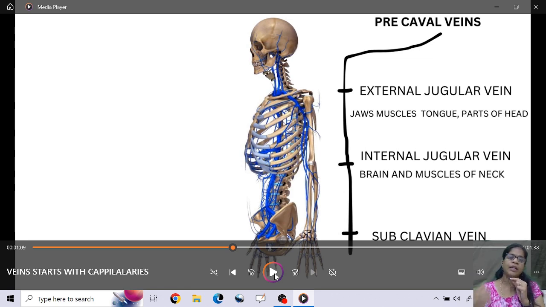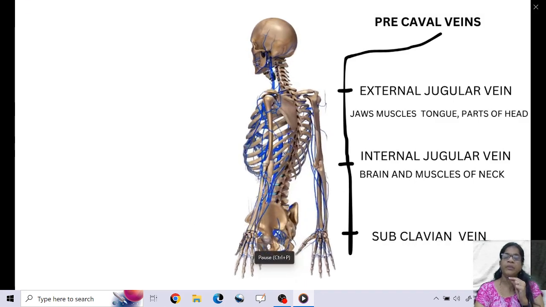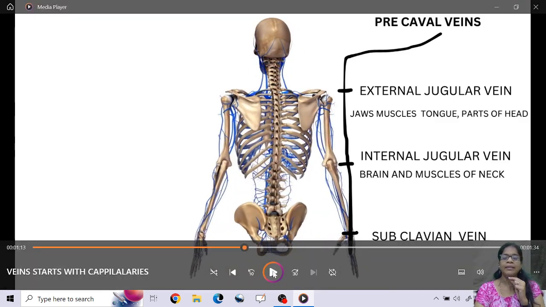The left precaval and right precaval veins are each divided into the external jugular vein, which collects the blood from the jaws, muscles, tongue, and parts of your head, and the internal jugular vein, which collects the blood from the brain and the muscles of the neck. The subclavian vein is something important which is present only in the right precaval vein. The left precaval subclavian vein is absent in humans.